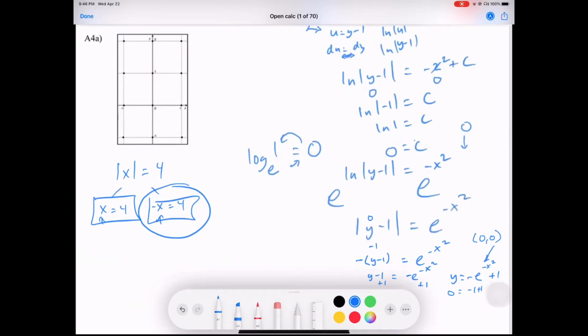Instead of plugging in our 0 right there, we're going to go ahead and solve for y. To do that, we're going to get rid of the natural log. Without plugging anything in, we're just going to get rid of that natural log first. So we're going to e to both sides. When I do that, that's going to get rid of the natural log, leaving me the absolute value of y minus 1 is equal to e to the negative x squared plus c.